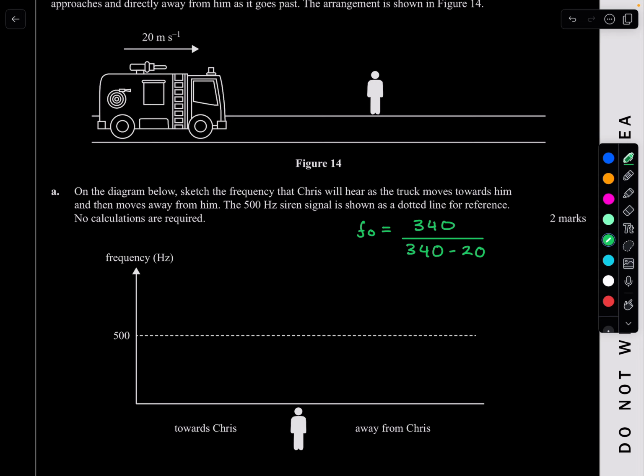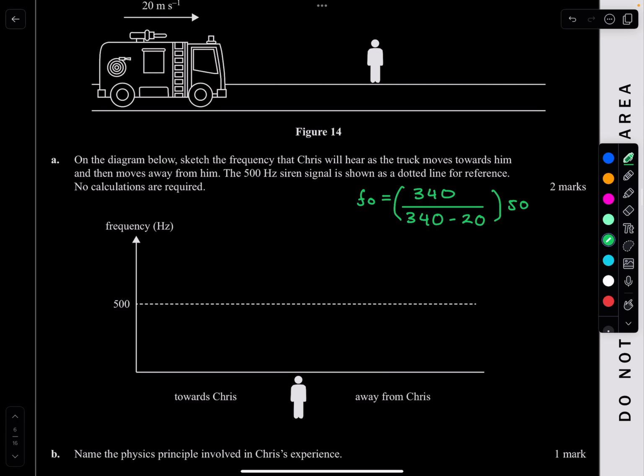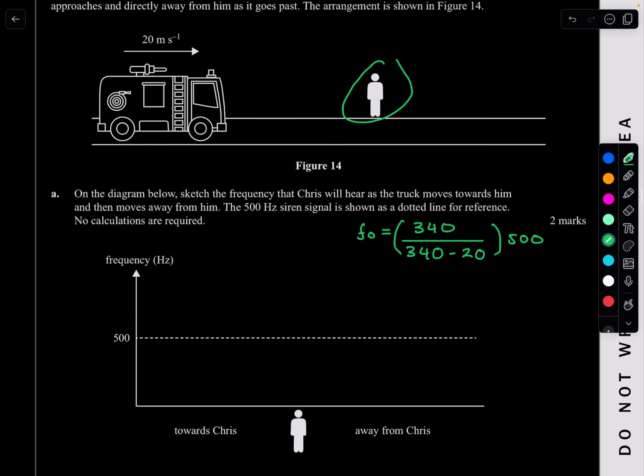Because your denominator is going to get smaller and the frequency that's going to be observed is going to be high. Or multiplied by the frequency of your source, which is a constant 500. So this value tells you that the frequency observed by the person is going to be constant. It's going to be more than 500. Maybe 700, I don't know. Let's do it by calculator.